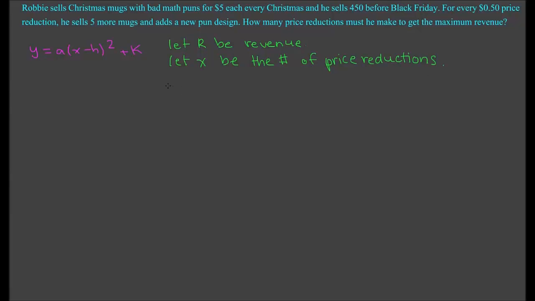The number of sales is 450, unaffected by the x value. The sales increased by 5 multiplied by our x value, or the number of price reductions. To show this part in our equation, we write 450 plus 5x.